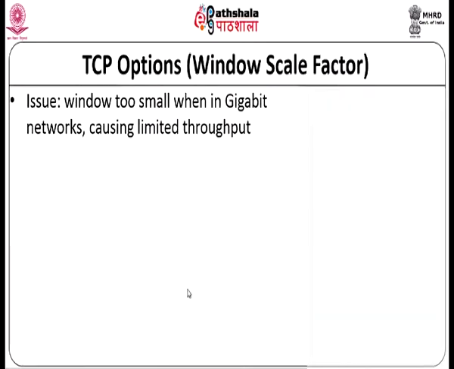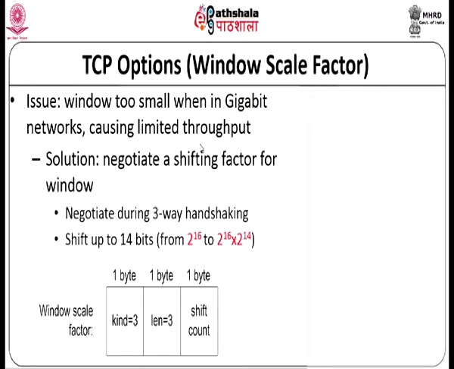If you look at this window scale factor, it has been proposed to address one particular issue. The issue is that the window is too small, especially in gigabit networks, because you only have about 16 bits to specify the window size, which means only about 64 kilobytes can be the window size, and a 64 kilobyte window can easily get exhausted in a gigabit network. So the amount of throughput that you can support is limited by this window size. Can we increase the window size? How do we increase it, because only 16 bits are available? You can't add more bits in the header.